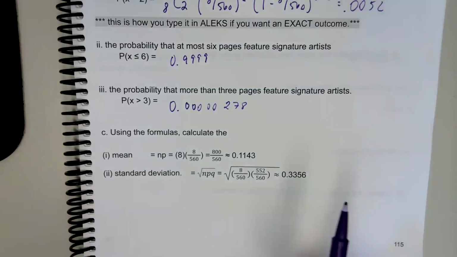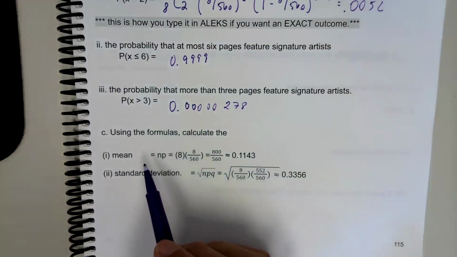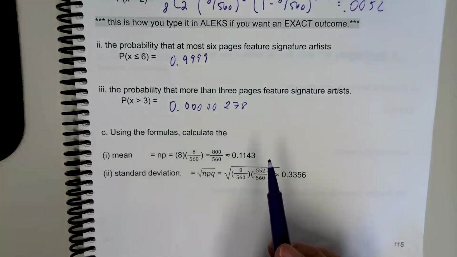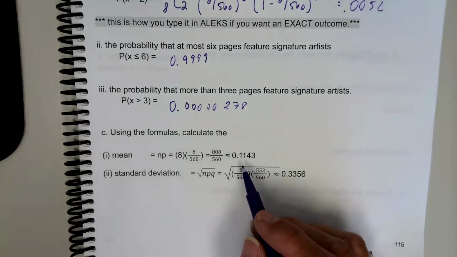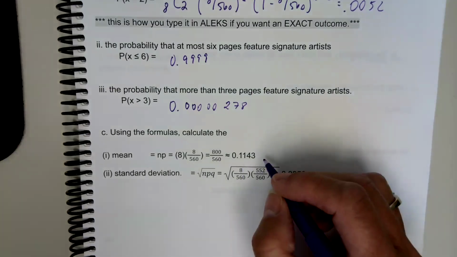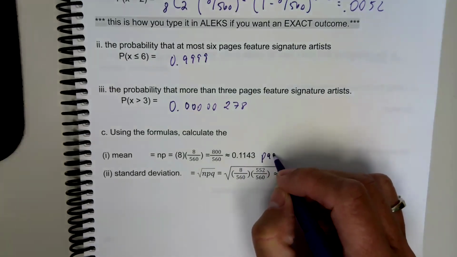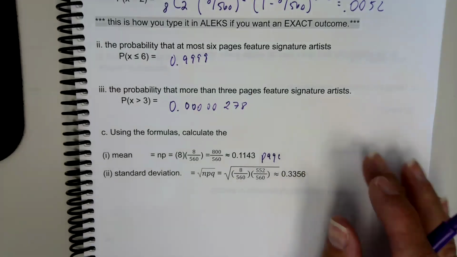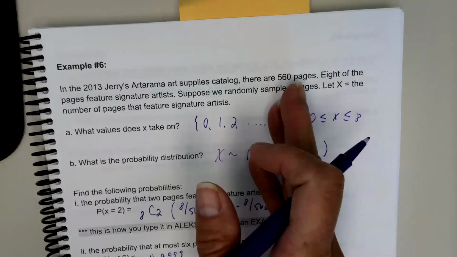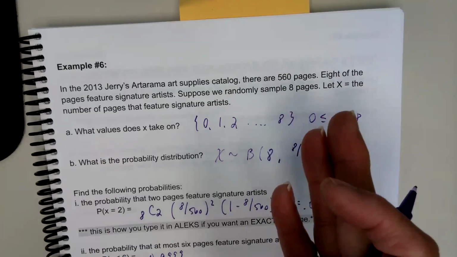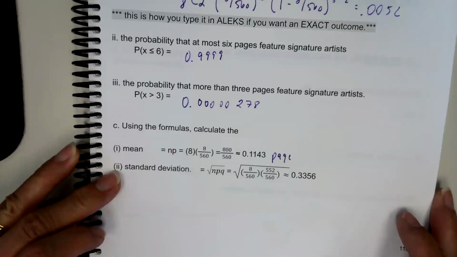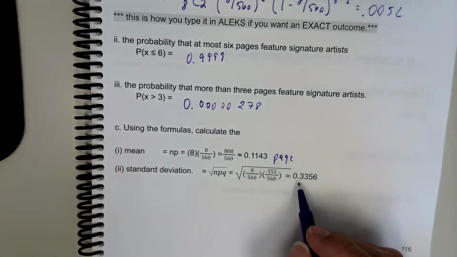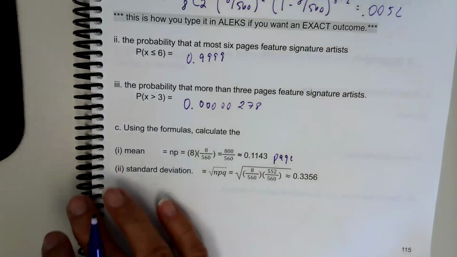And then if we want to find out the mean, so out of drawing 8 pages, on average, we would expect to get 0.1 page. So it's not very likely that, because there's 560 pages in the book, only 8 of them are even possibly featuring a signature artist. So it's tricky. And then we have a standard deviation of 0.3356.